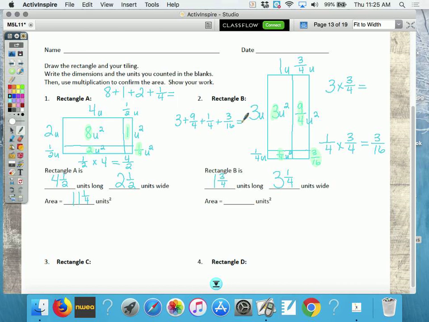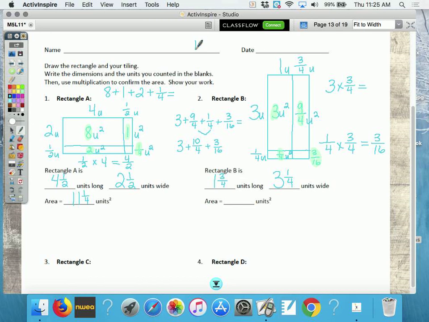All right? So what can I add ahead of time? You can add 9/4 and 1/4. Okay, so I can do 3 plus 10/4, can't I? Plus 3/16. Okay. So should we change 10/4 to a mixed number now?